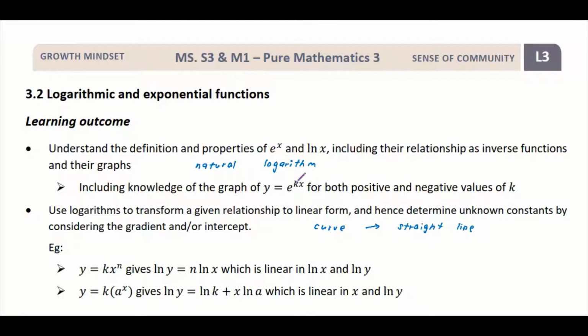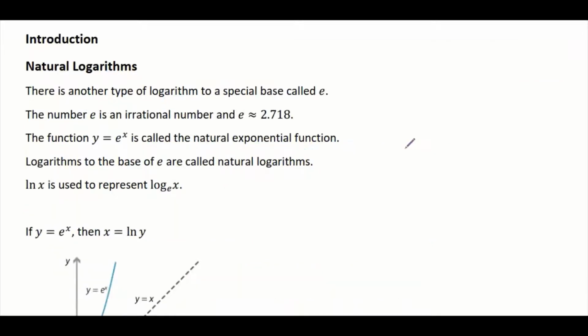What is meant by natural logarithm? Okay, so what is meant by natural logarithm? In the previous lesson, we learned that y equals a to the power of x. This is equivalent to saying that log to the base of a of y equals x, right? So the base a here can be any number that you want. It's just that we might be more familiar with log 10 because that's the common log that we use to solve exponential equations and so on.